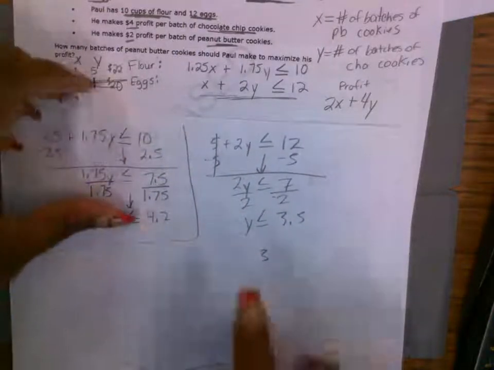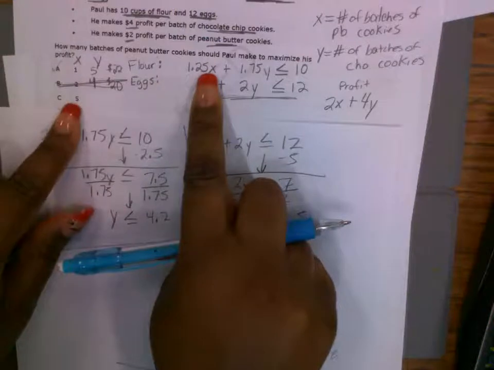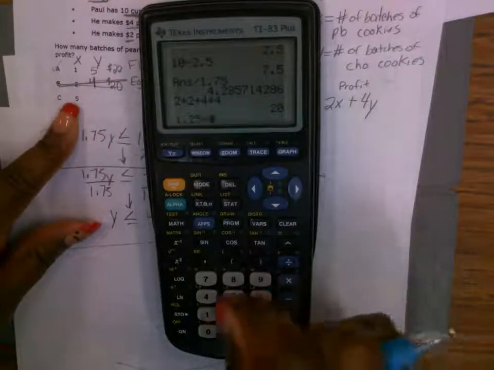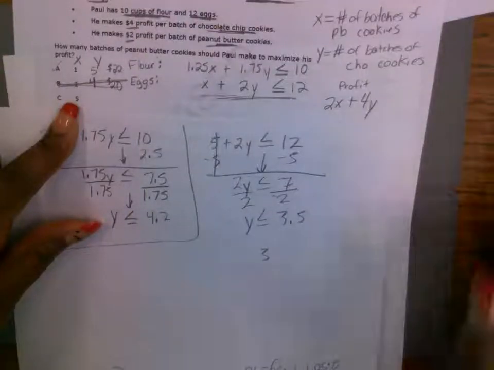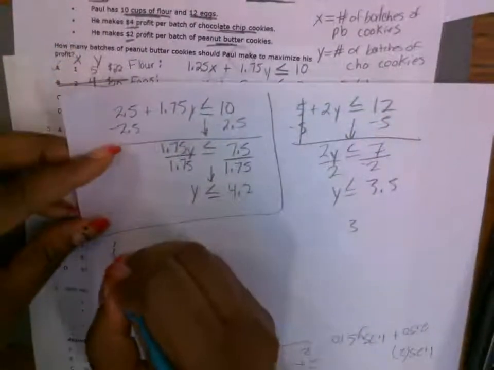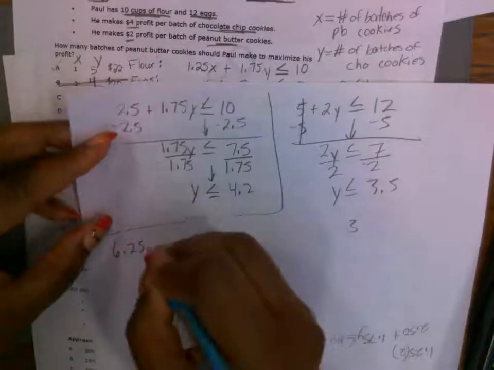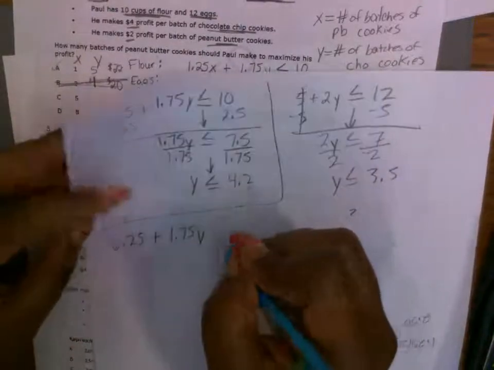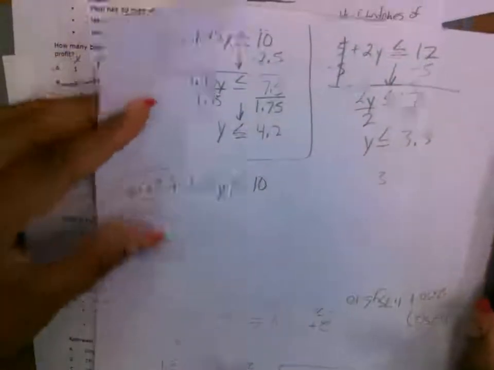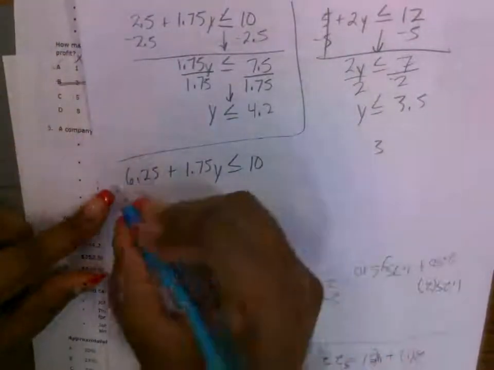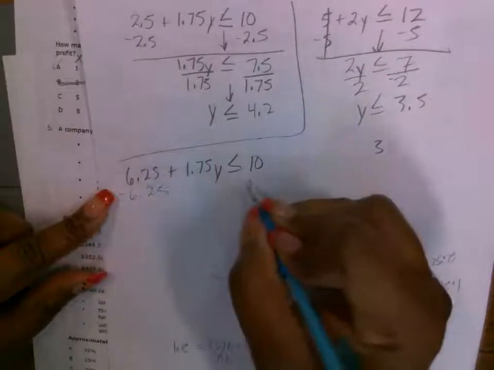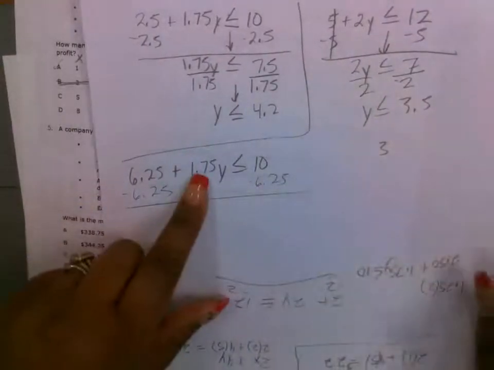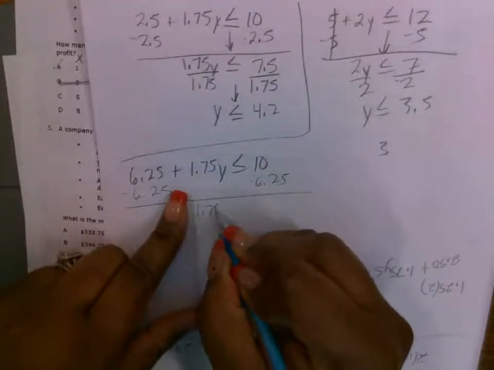So let's also do this one. Okay, so substitute 5 here. So let me go ahead. 1.25 times 5. That's 6.25. So let me do this one. 6.25 plus the 1.75y. Okay, so let's check this one, make sure this is right. So I'm going to subtract the 6.25 on both sides. 6.25. Okay, so this is going to give me 1.75y.